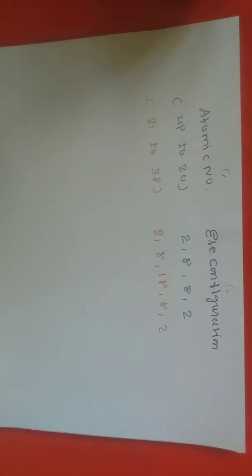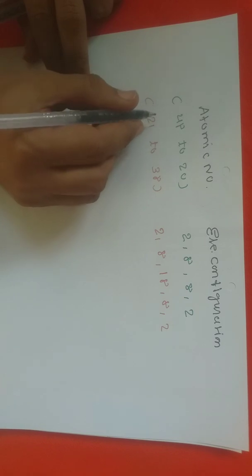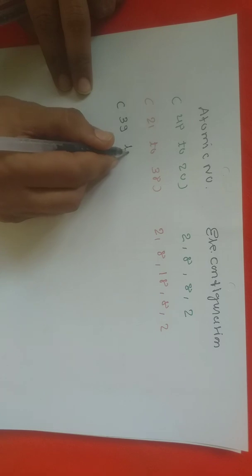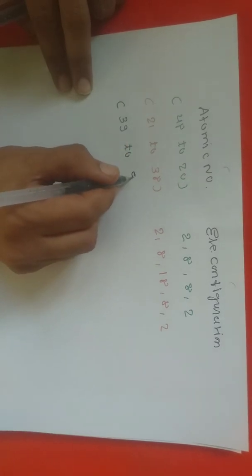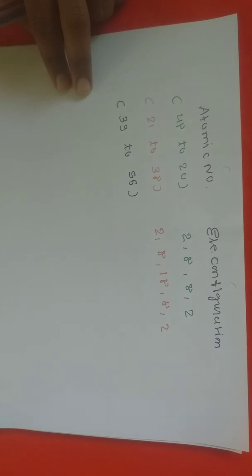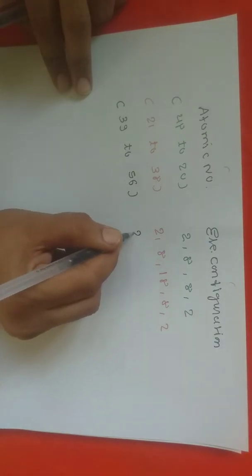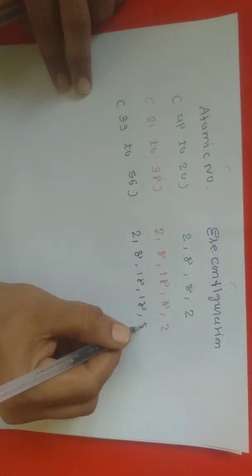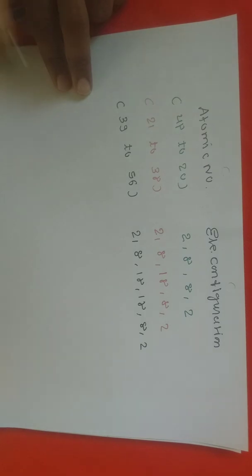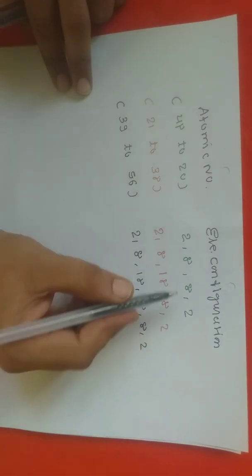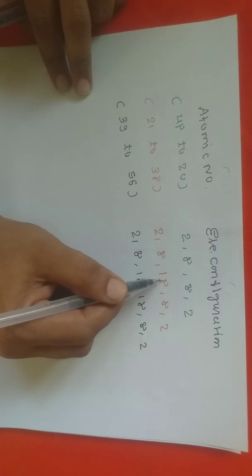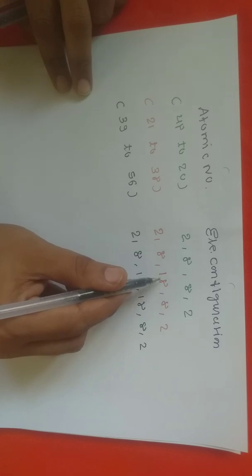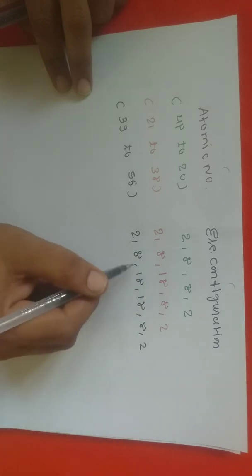If your element has an atomic number from 39 to 56, then you have to follow the electronic configuration that is 2 8 18 18 8 2. Again, the difference between these two rows is that in this row only one 18 was placed in between all these digits, while here we have put two 18s in between.